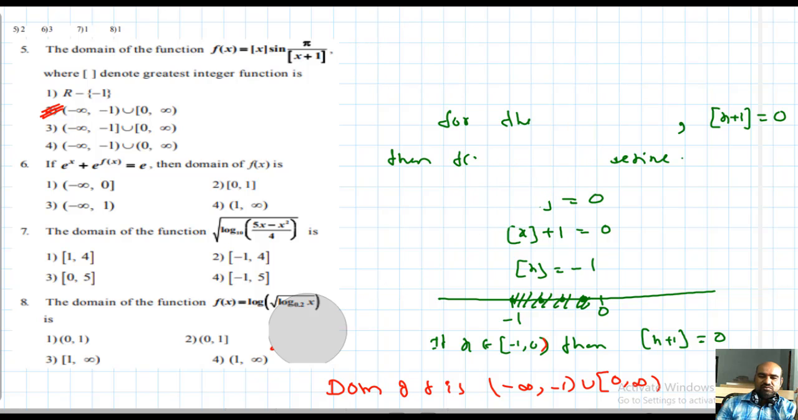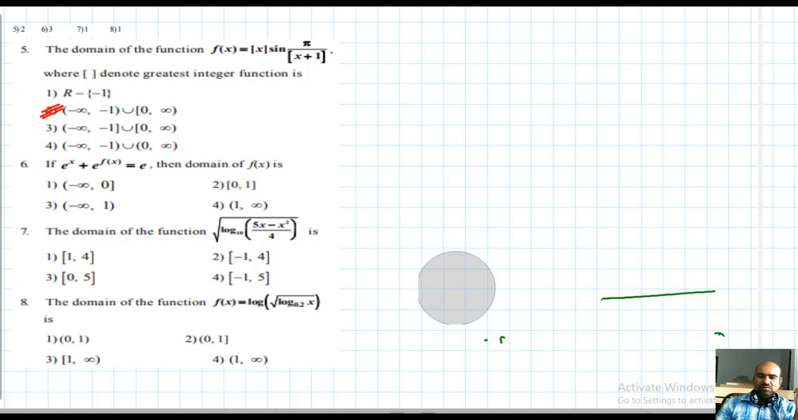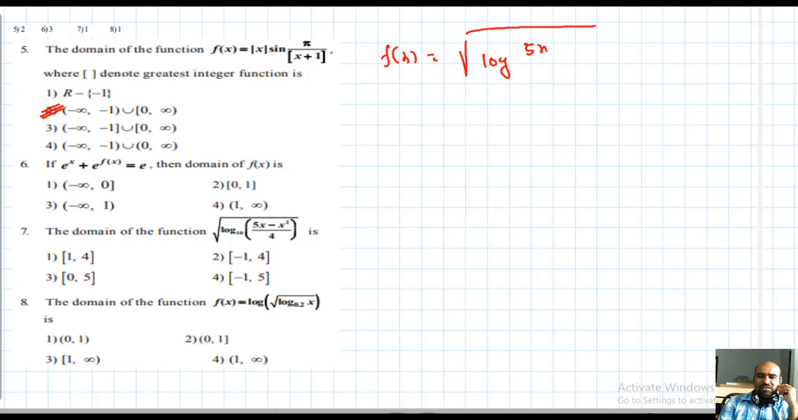Listen students. Next, this one already explained. I don't want to waste my time. Seventh one I want to explain. Logarithms are involved, so we should take care of that. F of x equals square root of logarithm of 5x minus x square by 4 to the base 10. Okay, only one log. Correct only, what I wrote is correct.